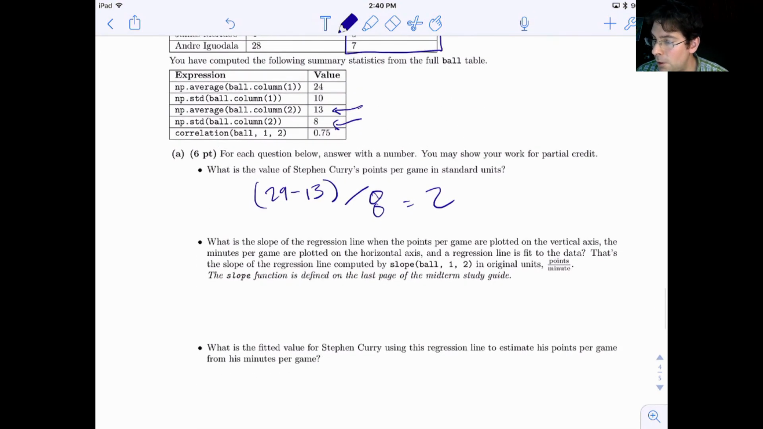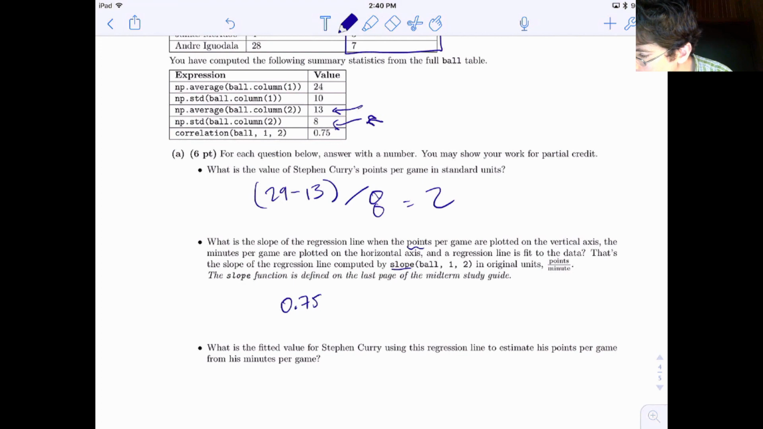What is the slope of the regression line when the points per game are plotted on the vertical axis, the minutes per game are plotted on the horizontal axis, and a regression line is fit to the data? That's the slope of the regression line computed by the slope function. Okay, so you just have to know what's the equation of the slope. That is the correlation, 0.75, times the standard deviation of the y values, which is points per game on the vertical axis, divided by the standard deviation of the x values.